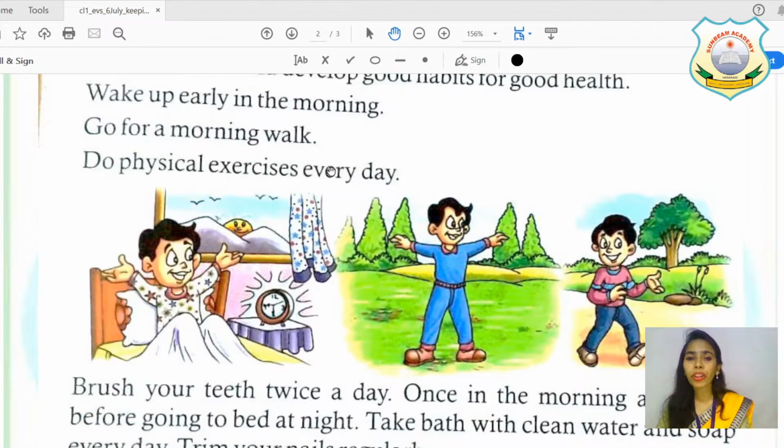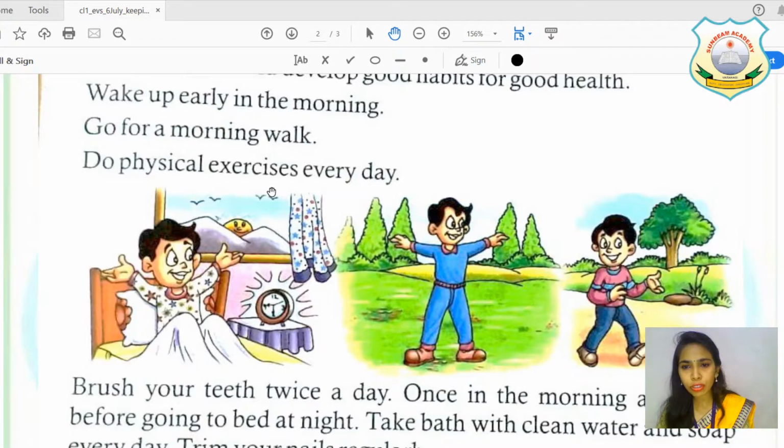Like, go for a morning walk. Children, here in the book it is written to go for a morning walk, but looking at this present scenario, I won't recommend you to go for a morning walk, because it is not recommended for children to go outside, as we are going through a pandemic crisis. COVID-19 is outside, the virus is there. So if you go outside, you may catch the virus. To avoid that, you should not go out right now. Instead of that, you can do physical exercises every day at home. You can stay at home, and every day in the morning, you should do some physical exercises.